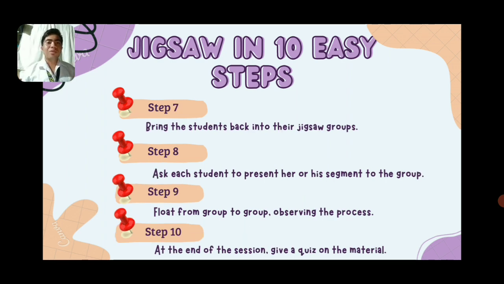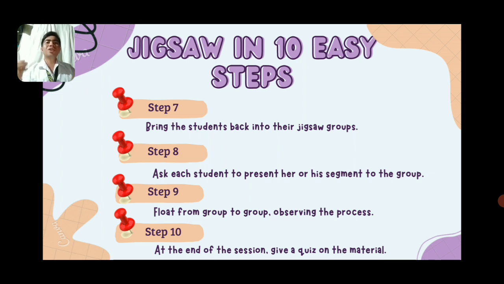So step 7, bring the students back into their Jigsaw groups. After the mastery, the brainstorming, and the gathering of data, facts, knowledge, and information from the expert groups, as the teacher we bring the students back into their Jigsaw groups. So go back.